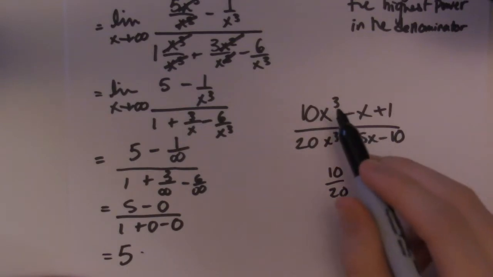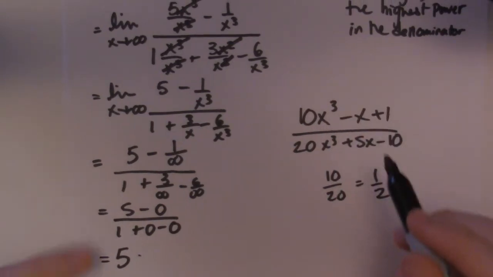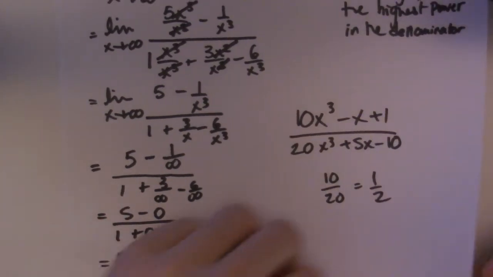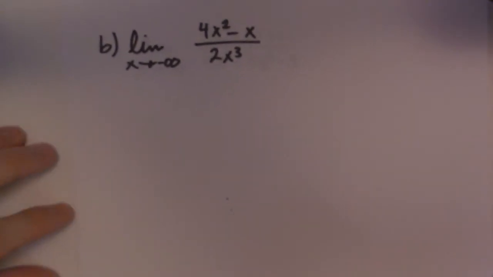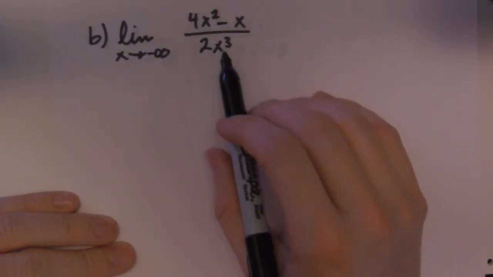When the highest powers are the same, you match them up, right? All right, let's try another type. So, this guy right here. You notice immediately the powers are not the same. I've got an x squared on top and an x cubed on the bottom.